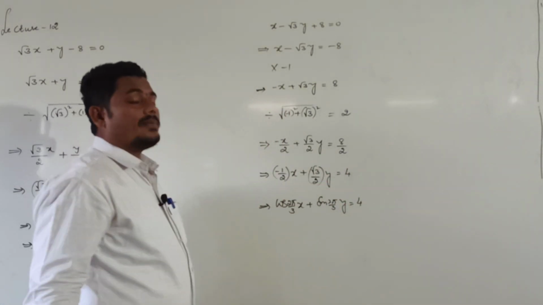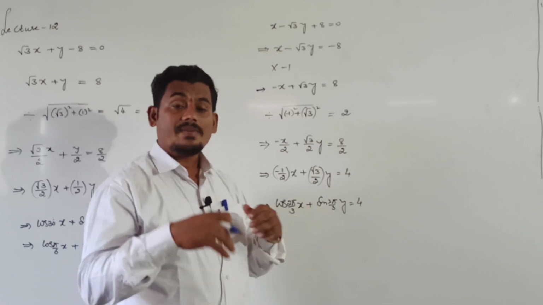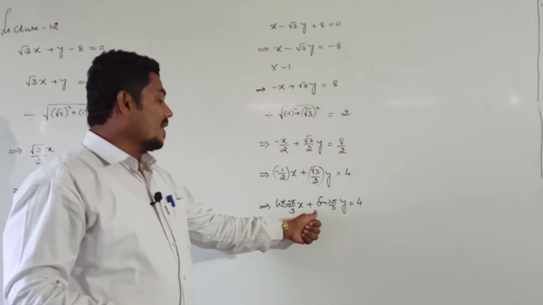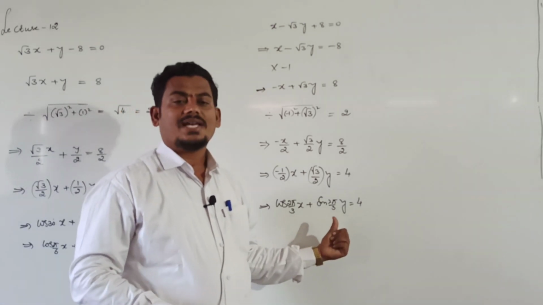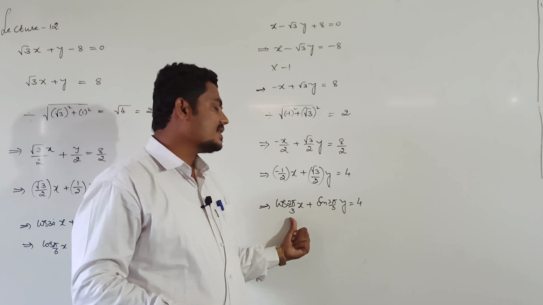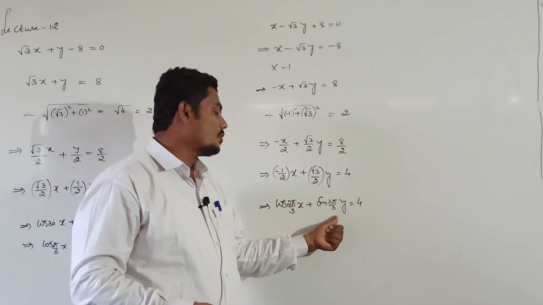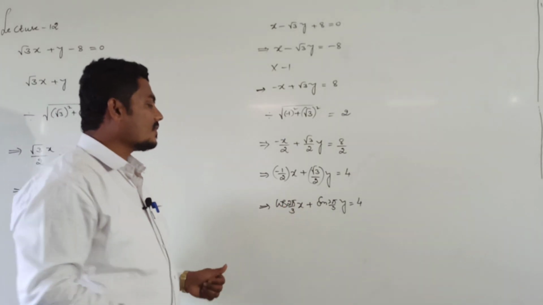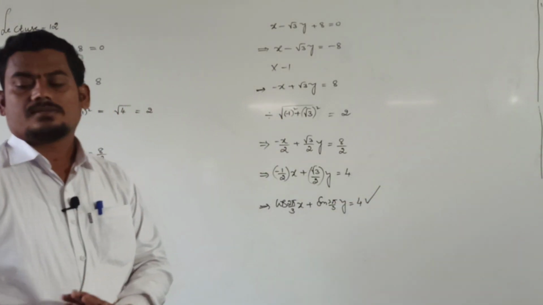Even though root 3 by 2 is equal to sine 60 value, and sine 2 pi by 3, which means 120, value is also root 3 by 2. These two angles should be same, because in x cos alpha plus y sin alpha, alpha is same, so these two angles should be same. So instead of taking sine 60, take sine 2 pi by 3. These two angles should be same. This is the normal form of the given equation.